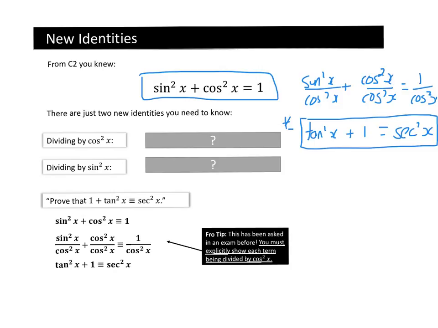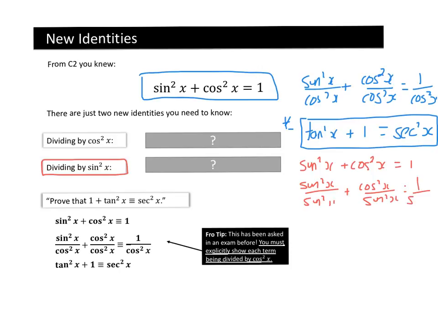Similarly, if we take our original identity, sine squared x plus cos squared x equal to 1, now I'm going to divide each term through by sine squared x. So that will give me sine squared x over sine squared x plus cos squared x over sine squared x equals 1 over sine squared x. So I've divided each term through by sine squared x.